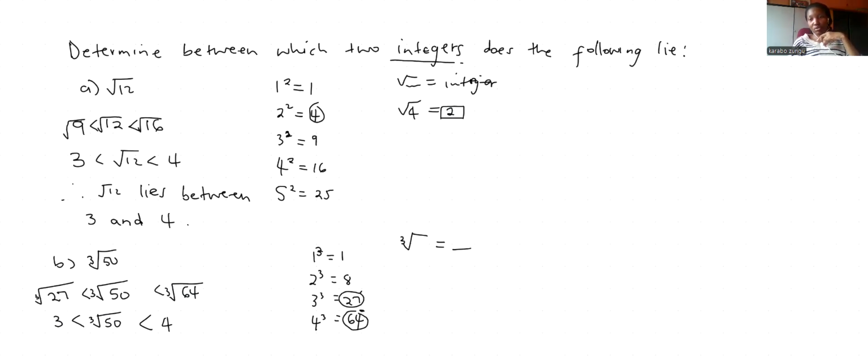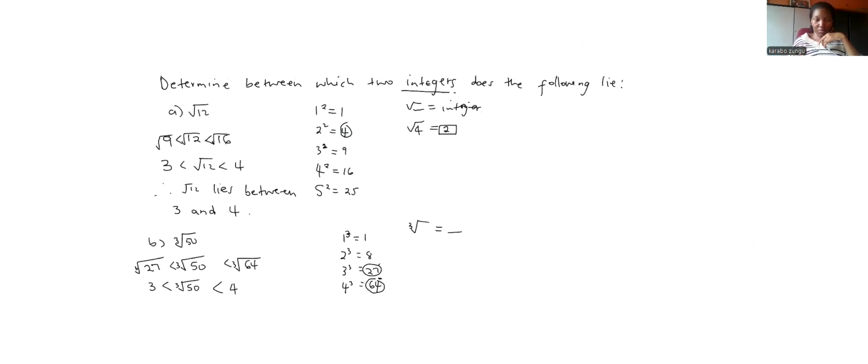Okay, do we get it? So therefore, the cubed root of 50 is bigger than 3, but it's smaller than 4. So it means, therefore, the cubed root of 50 lies between 3 and 4. That's how it goes.